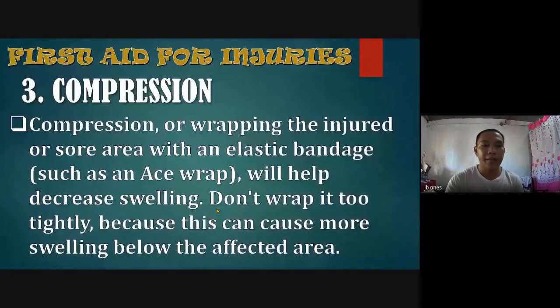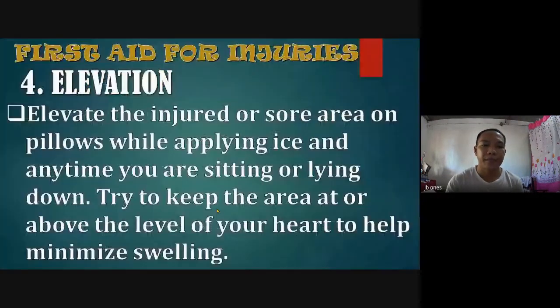And for the E, we have the elevation. So, elevate the injured or sore area on pillows while applying ice. They are all connected. When you apply ice, you need to elevate the injured or sore area on a pillow while applying ice and anytime you are sitting or lying down. So if you apply it on an injured person, they should lie down, then raise the leg if the leg is the injured part.